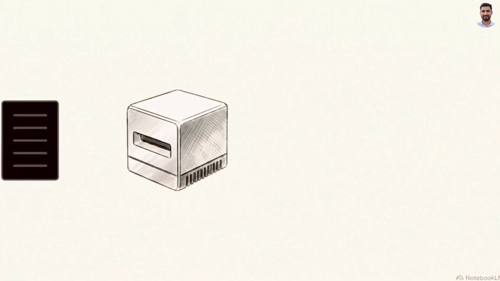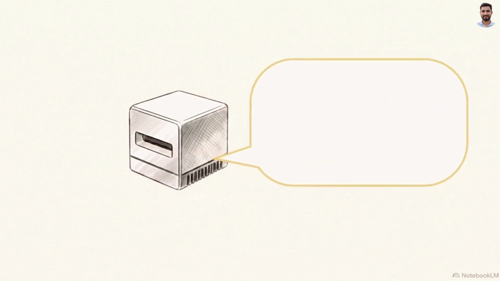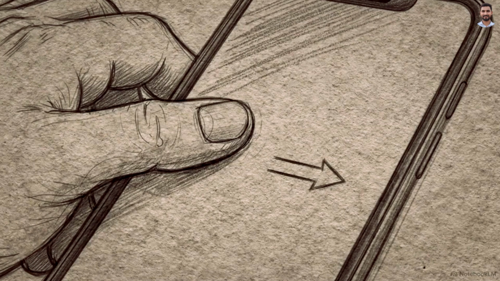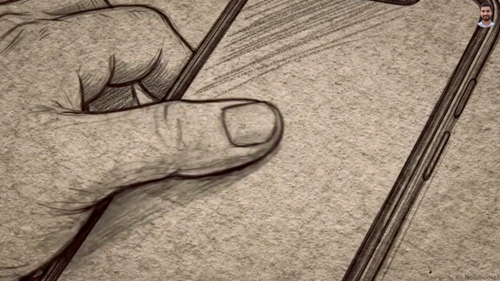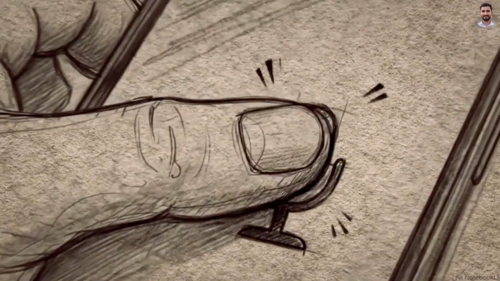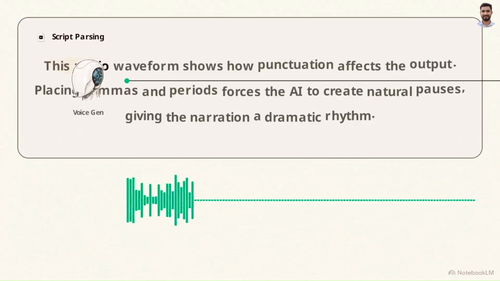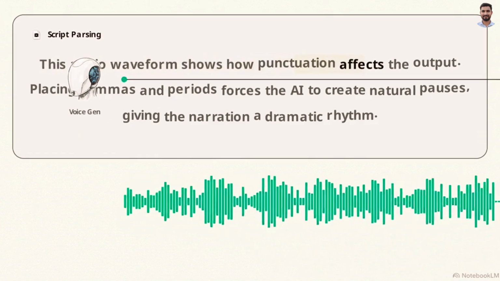You need to add cultural context and everyday slang so the story feels natural to a Hindi-speaking audience. Next, copy your localized script into a free AI voice generator on your phone and select a narrator voice that fits the movie's genre. This audio waveform shows how punctuation affects the output.